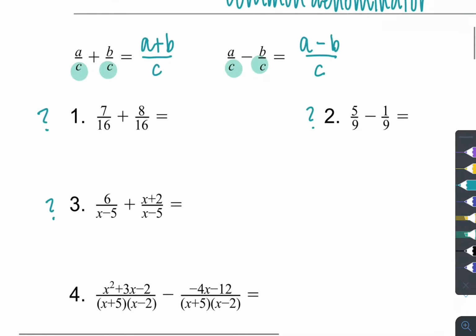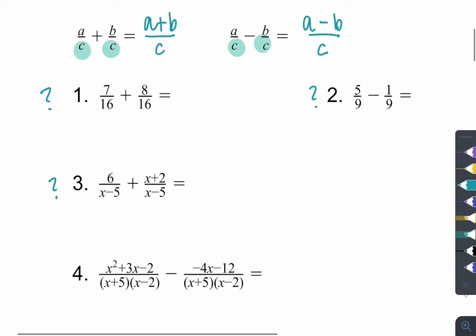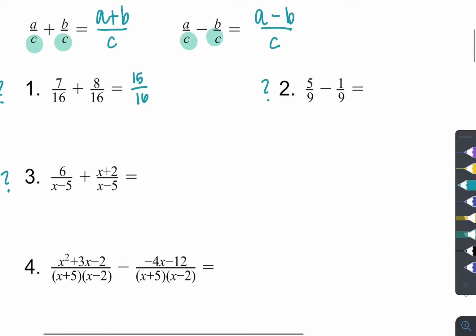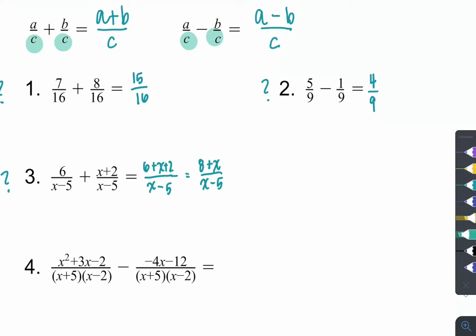All right, these should have been pretty easy. For this first one here, you should have said 7 plus 8 is 15, and our denominator is just 16. Next up, with number 2, we've got 5 ninths minus 1/9, which is 4 ninths. And then for number 3, x minus 5 is our denominator. It does not change. And so for our numerator, we have 6 plus x plus 2. We do want to simplify that to 8 plus x over x minus 5. So we are going to start simplifying these down.